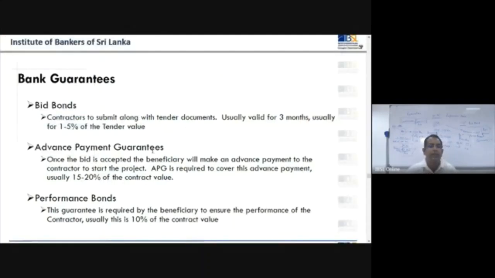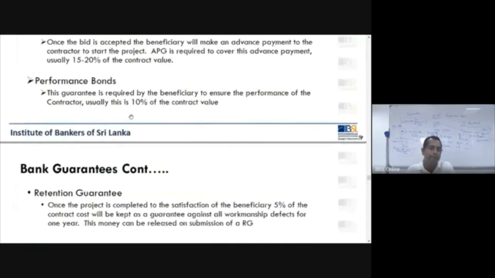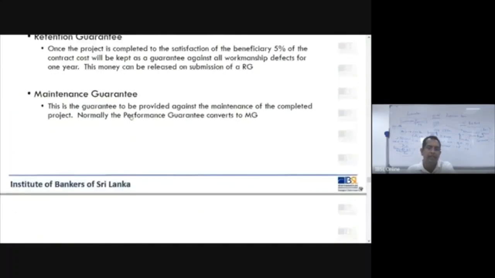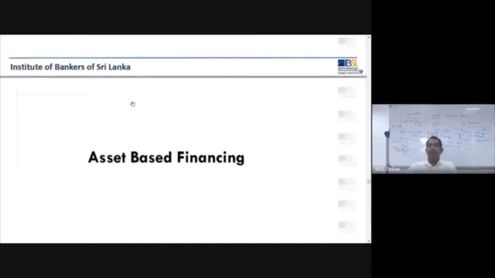Right, these are the guarantee types I discussed: bid bonds, advance payment, performance bonds, retention guarantee, and the maintenance guarantee. Then we will go to asset-based financing. We are talking about commercial funding. It is basically leases, right? There are two types of leases. Firstly, finance lease. Secondly, operational lease.